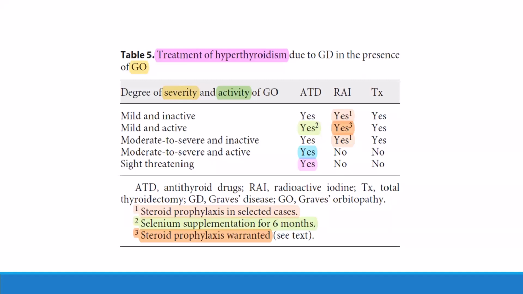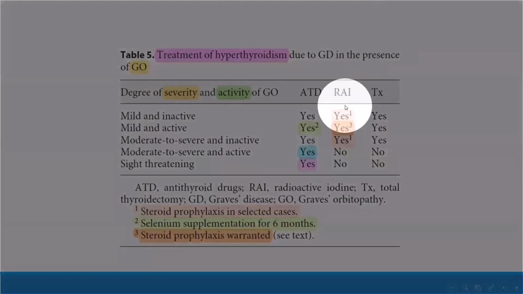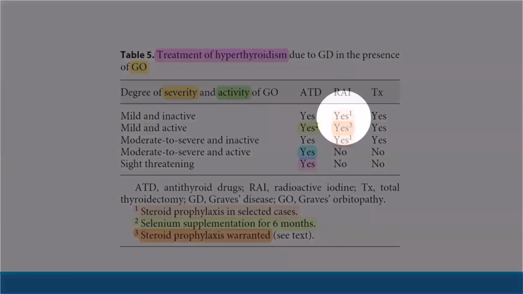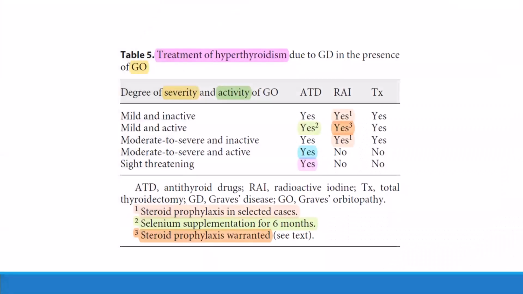But in other situations like mild and inactive or mild and active Graves' orbitopathy, radioactive iodine can be used, but we should give steroid prophylaxis in selected cases. Even in a case of moderate to severe and inactive Graves' orbitopathy, we can use radioactive iodine with steroid prophylaxis. And don't forget that in mild or moderate to severe inactive Graves' orbitopathy, selenium supplementation for 6 months can be used.